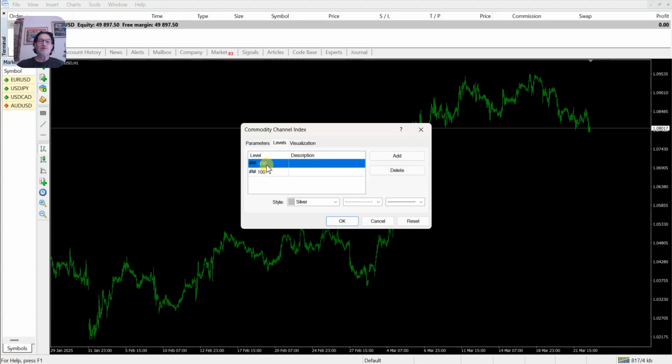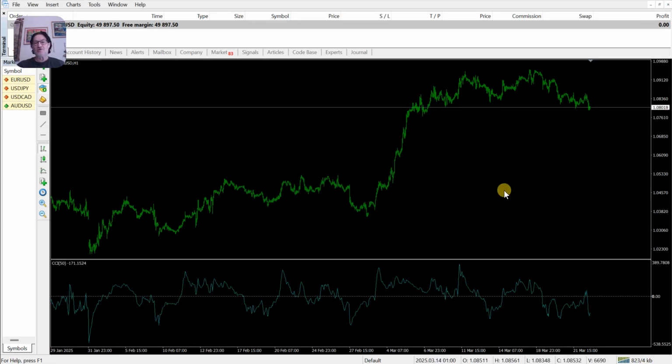So what do we do? Click on the first one, on delete, click on delete again. Now click on add, and we have 0. Again, change color, change lines to your preference. Click on OK, and this is what you got. And now it tells you right here that your CCI is at a period of 50 with a 0 baseline, and that is it. Now, this is all you need to do your trading and be successful at it.